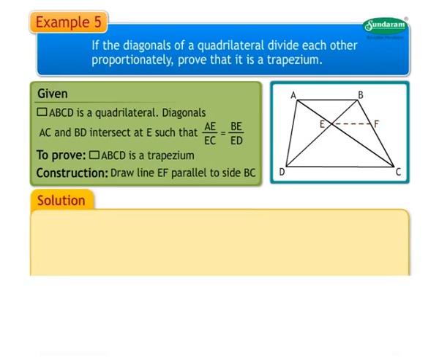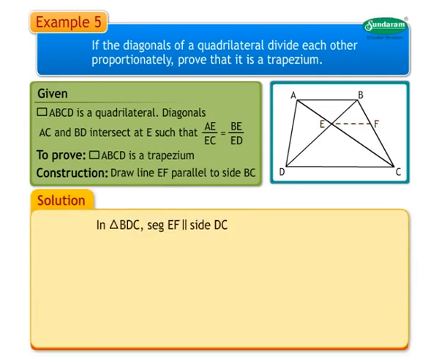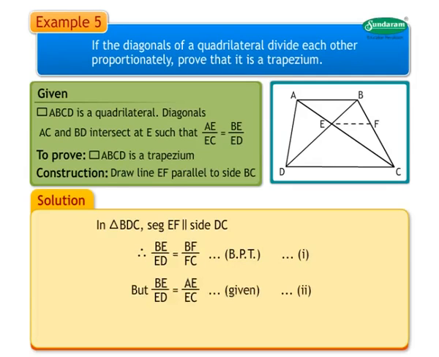B-F-C. Solution. In triangle BDC, segment EF is parallel to side DC. Therefore, by basic proportionality theorem, we get BE upon ED is equal to BF upon FC. Let us mark this statement as 1. But it is given that BE upon ED is equal to AE upon EC. Let us mark this statement as 2. Therefore, from statements 2 and 1, we get AE upon EC is equal to BF upon FC.